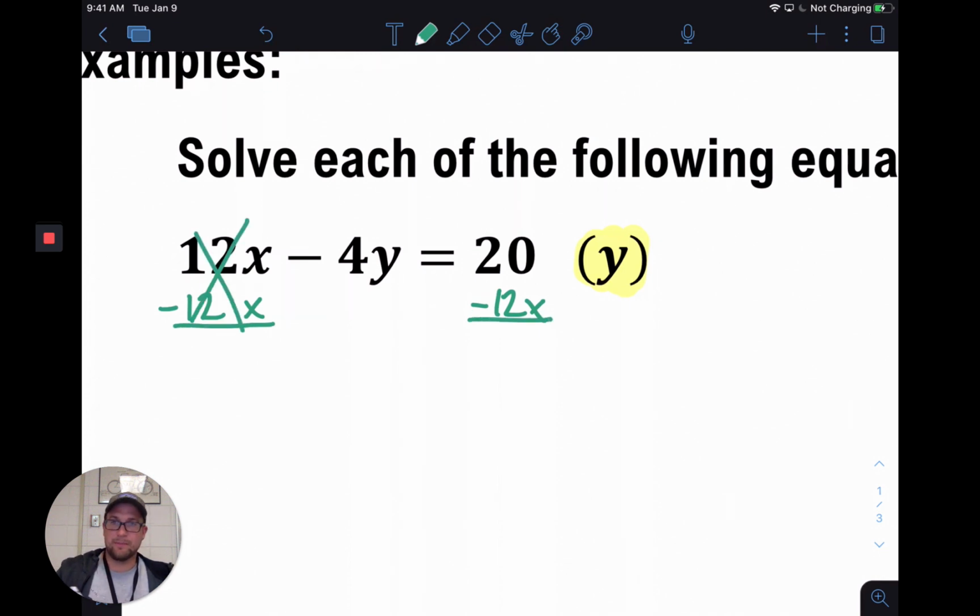Now, just like we've seen before, 12x take away 12x cancels out. And we're left with a negative 4y is equal to, now this is where we have to think a little bit, 20 take away 12x. Those are not like terms, so we're not left with 8x. Instead, we're going to be left with 20 minus 12x. We can only subtract like terms from one another. Since these are not like terms, 20 minus 12x is as good as we can get.